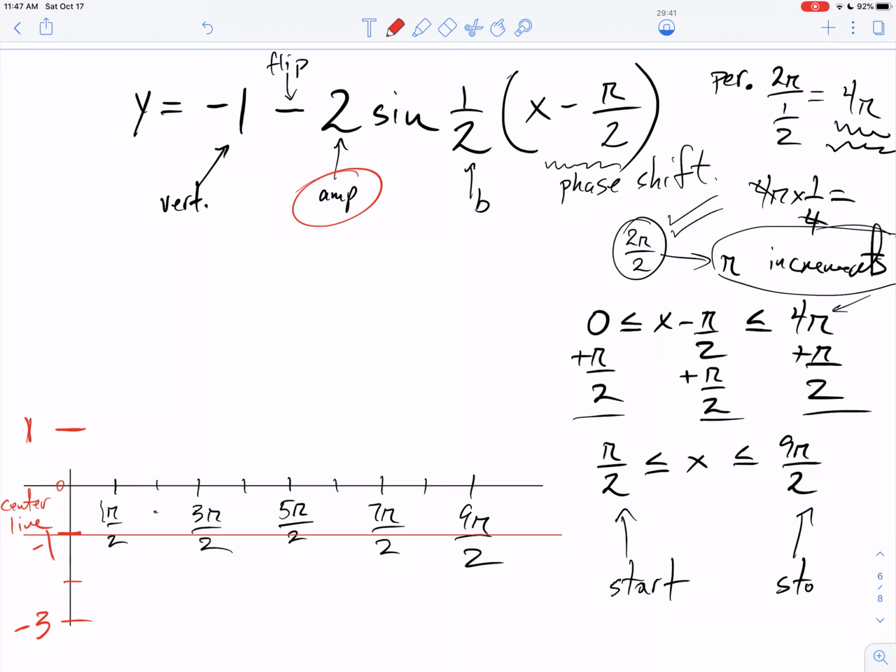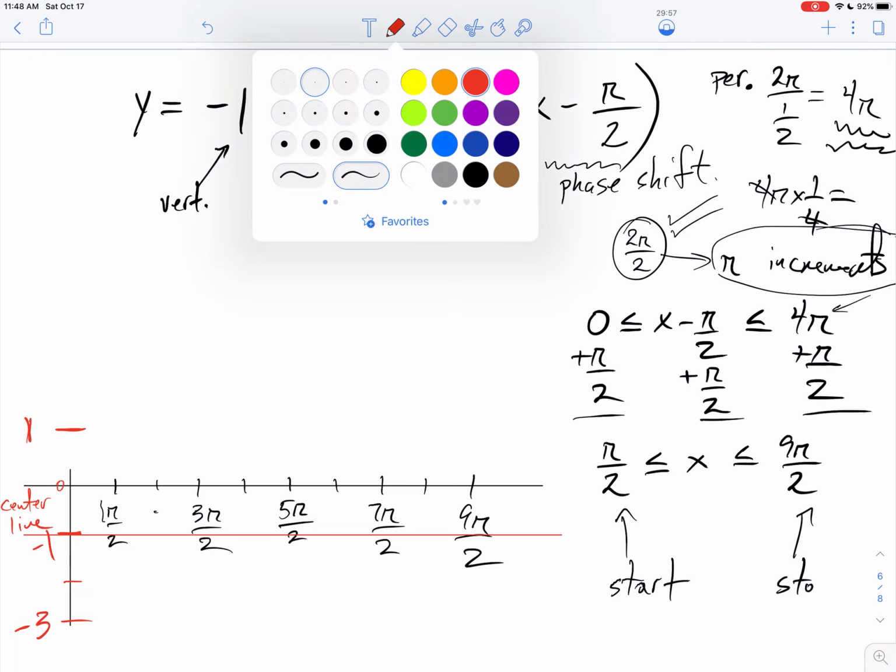So I'm going to go as high as 1. I'm going to go as low as -3. And my center line is at -1. So I've taken care of my amplitude. I've taken care of my vertical shift. I already have my increments marked, so now it's just a matter of graphing.